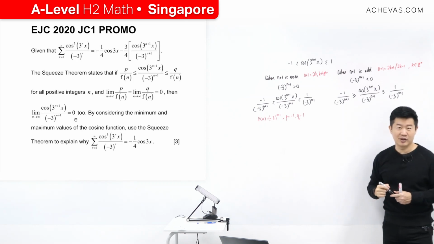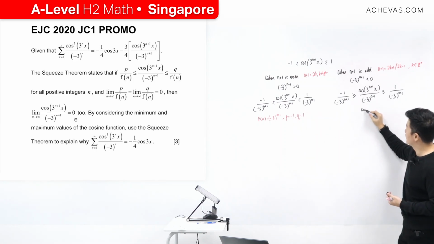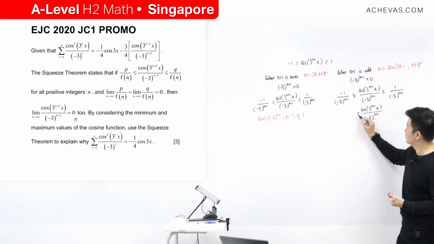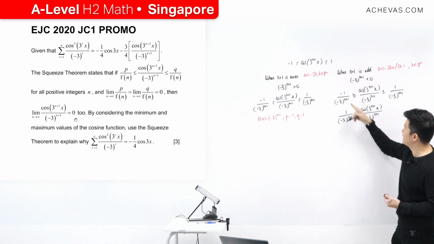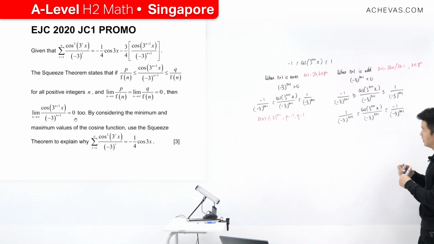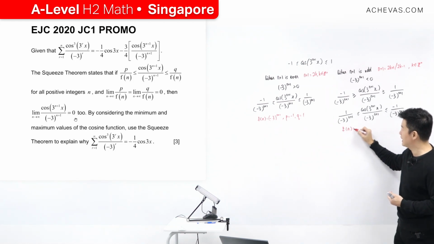Not correct. Okay, I don't think it is correct, because if I were to try to make this look like this, then we are looking at cosine of 3 to the power of n plus 1 x over minus 3 to the power of n plus 1 is supposed to be bigger than or equal to 1 over minus 3 to the power of n plus 1. It is supposed to be less than or equal to this. So this is supposed to be less than or equal to minus 1 over minus 3 to the power of n plus 1.